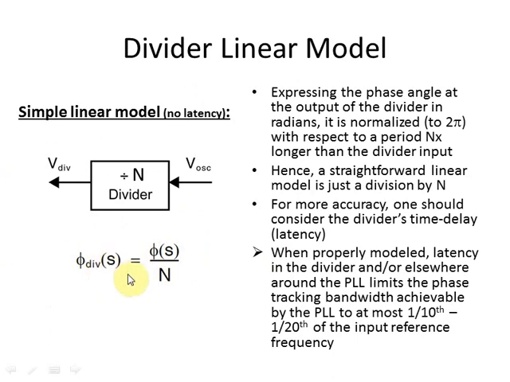So here's the input-output model: it's just a divider, division by n, where we're, again, modeling the input and output phase. We're not modeling here the amplitude of the oscillations at the input or output. Again, we're presuming in this straightforward linear model that the amplitude's roughly constant. And really what we're trying to capture is the phase of the output of the PLL relative to the reference input. So that's why we're focusing on this phase, the linear model of phase relationship.